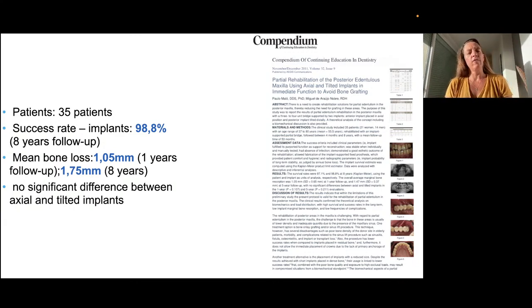For this study we used 35 patients, where the success rate of the implants was 98.8% with 8 years of follow-up. Mean bone loss was 1 millimeter at 1 year follow-up, and 1.75 millimeters at 8 years follow-up, with no significant difference between the axial and the tilted implants.